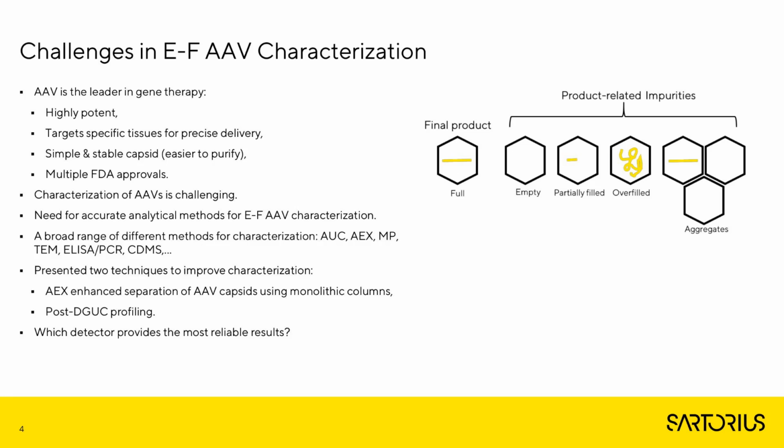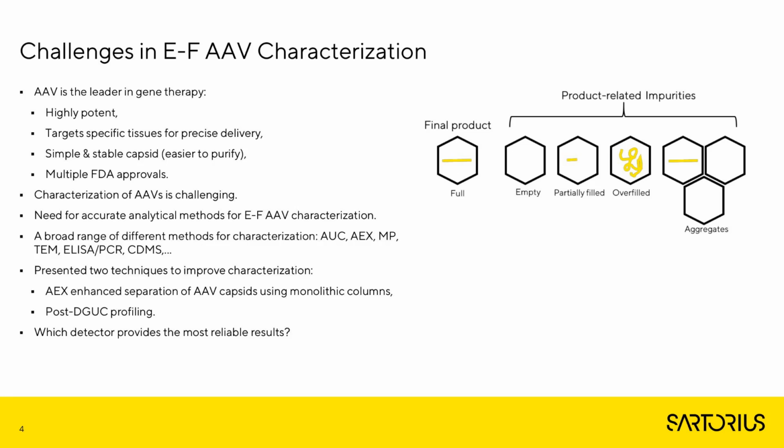There is a broad range of different methods available for characterization, like analytical ultracentrifugation, mass photometry, 96-well plate assays, CDMS, and so on. However, generally, all these methods display low throughput, they are time-consuming, and they require high product concentration and purity. They are less suitable for in-process or release testing in a QC environment.